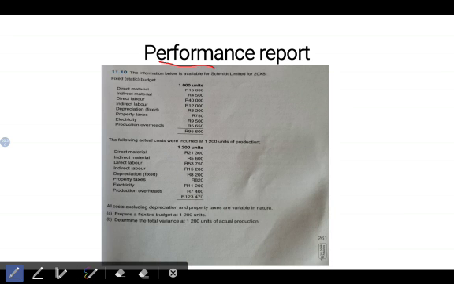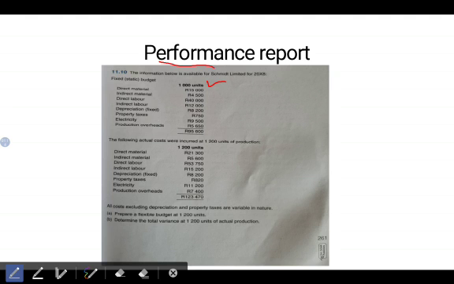It reads, the information below is available for Schoolmeet Limited for 20X8. You've got a fixed or static budget. Look at the capacity of this budget. This budget was planned with 1,000 units in mind. So they've decided that direct material will be 15,000, indirect material 4,500, direct labor 40,000, indirect 12,000, depreciation, which is a fixed item, 8,200, property taxes 750, electricity 9,500, and production overheads 5,650.